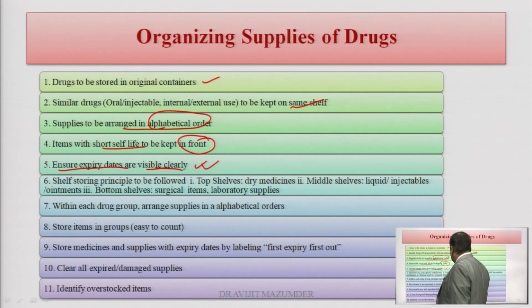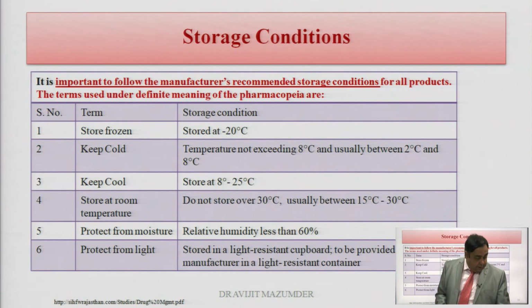Shelf-storing principle to be followed: top shelves generally for dry medicines, middle shelf for the liquid, injectable or ointment, and the bottom shelf for surgical items and laboratory supplies. Within each drug group, arrange them in alphabetical order, store the items in groups, store medicines and supplies by expiry date, mainly for first expiry, first out, and keep all expired items separated, identify the overstock items.